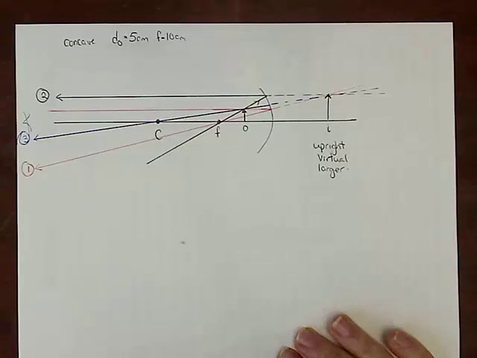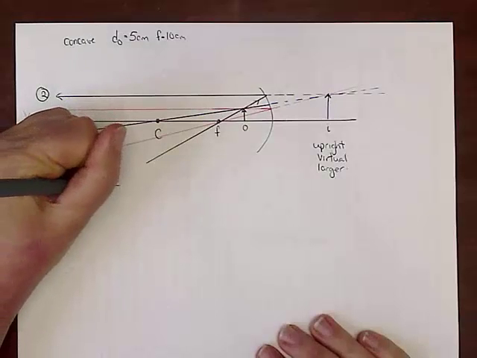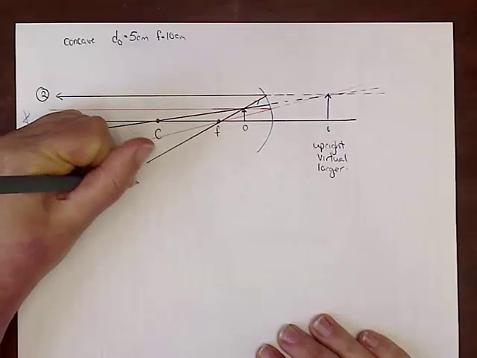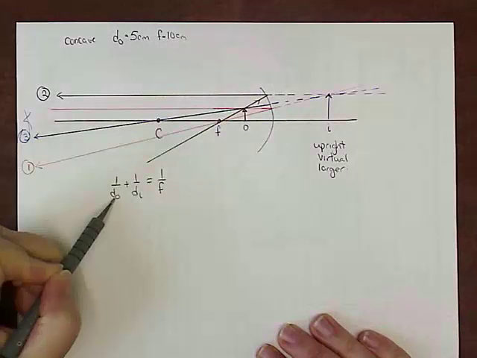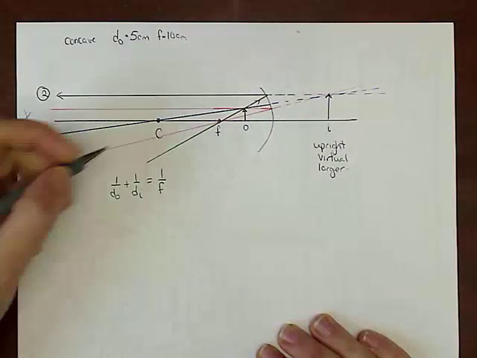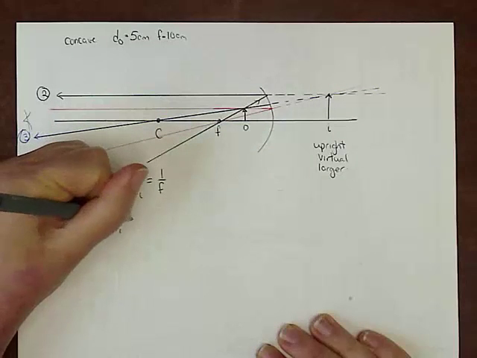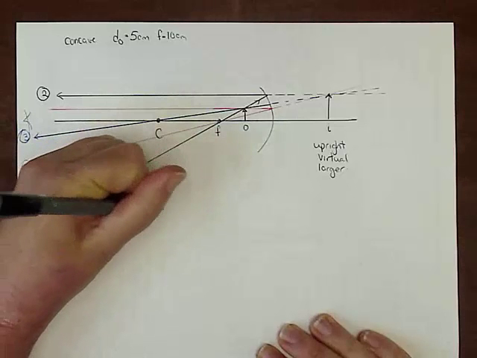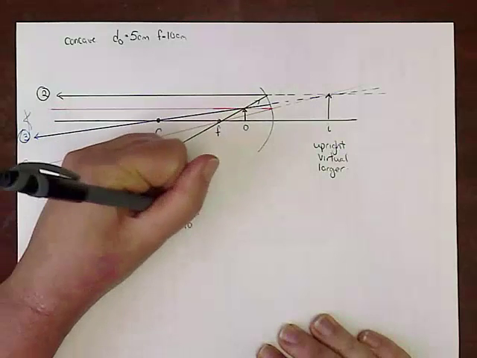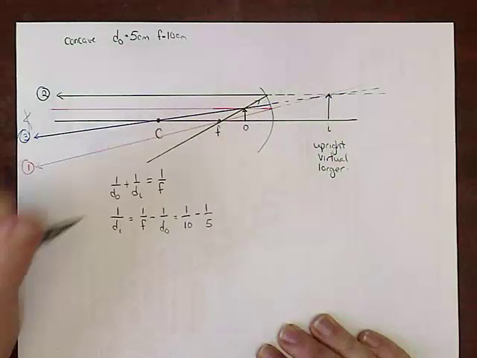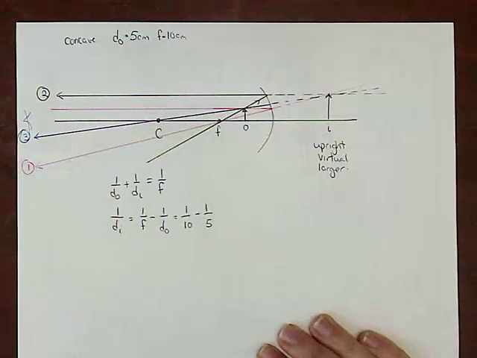Alright, let's find the image distance. So I know 1 over DO plus 1 over DI is equal to 1 over F. I know DO is 5 and F is 10, so I can find DI. So 1 over DI is 1 over F minus 1 over DO. So that's 1 over 10 minus 1 over 5. Since these are in the same units as each other, I don't need to worry about converting into meters. I just need to know that my answer in the end will be in centimeters if I leave these numbers in centimeters.